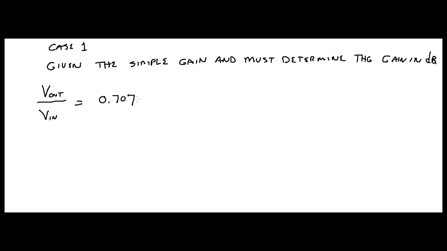All right, everyone, welcome back. Let's give this one a go here. So what are we saying here? Your V out over V in is equal to 0.707. So what we're saying now is your simple gain, voltage gain actually, is equal to 0.707. Let's rewrite it, shall we? So we're saying AV, your voltage gain in decibels, is going to equal 20 log your simple gain, which is AV, right?